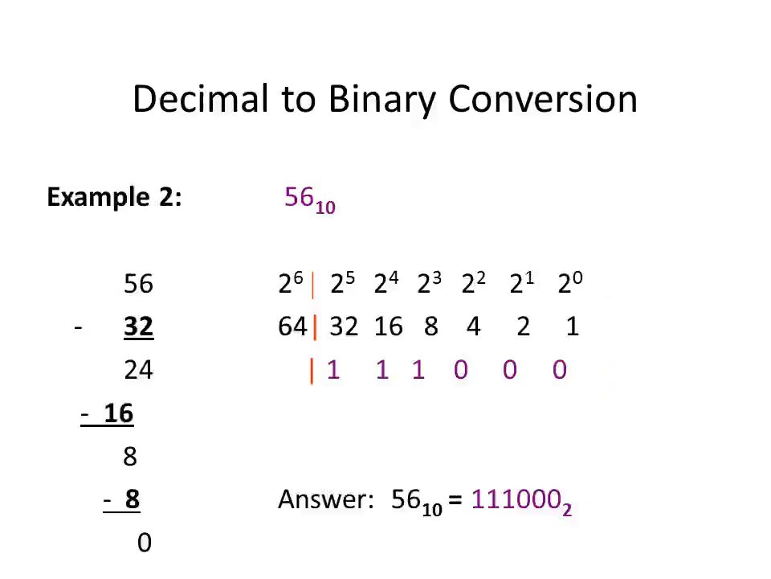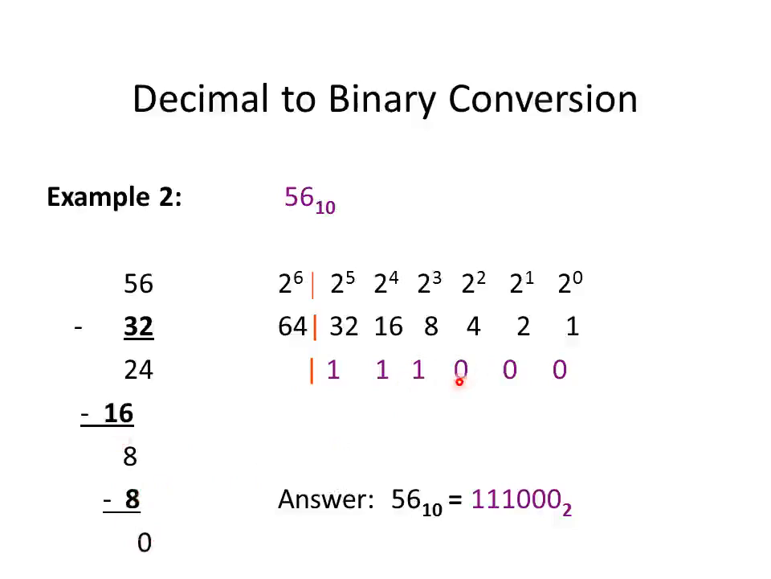Another example is 56. Now 56's nearest lowest power of 2 is 32. 32 is subtracted from 56. So place a 1. Now after subtracting we get 24. 24's nearest value is 16. So 16 is again subtracted and place a 1. And 16's nearest power of 2 is 8. Then 8 is subtracted from 8 and it becomes 0.